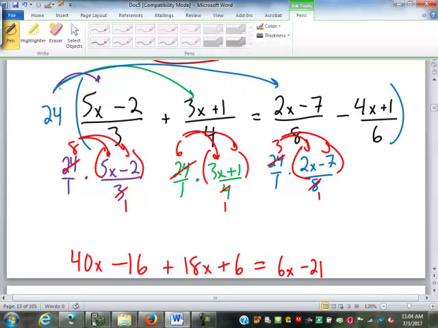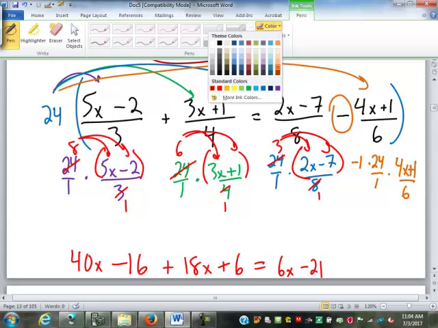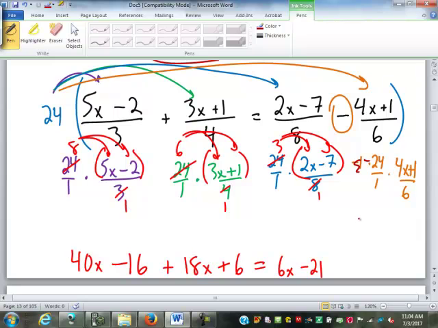And then we've got the 24 times, what do we have to be careful of here? The negative. So it should be a negative 1 times 24 over 1 times the 4x plus 1 over 6. So that's going to make that a negative 24 over 1. Yep. Cross cancel the 6 and negative 24 gives me 1 and negative 4 there. So negative 4 times 4x is negative 16x, and negative 4 times 1 is negative 4.